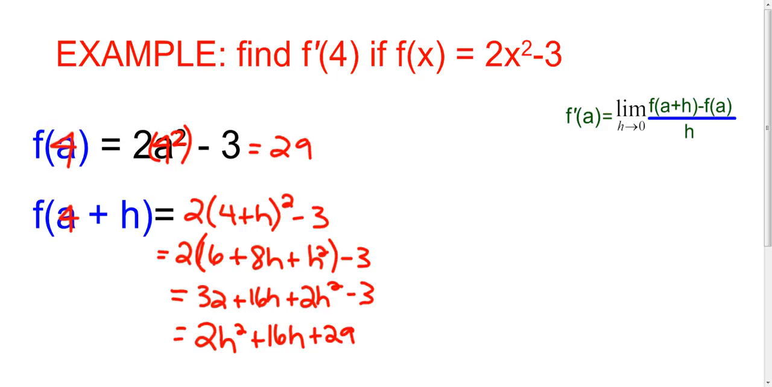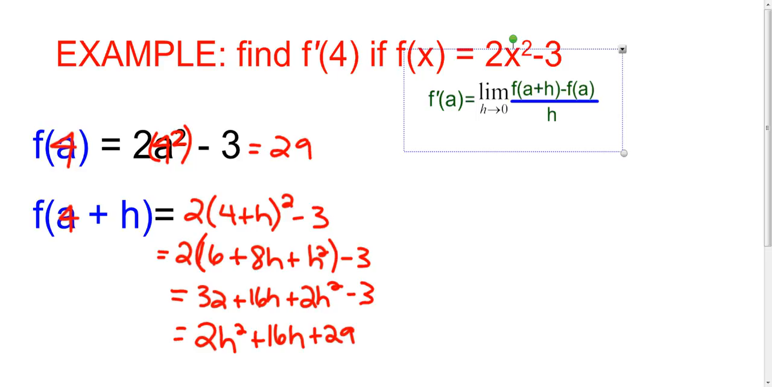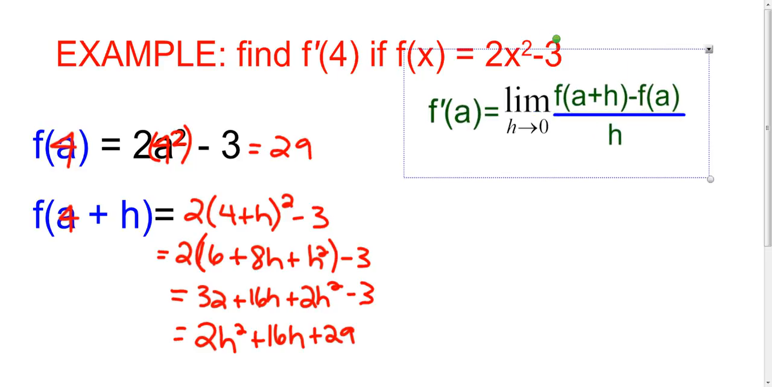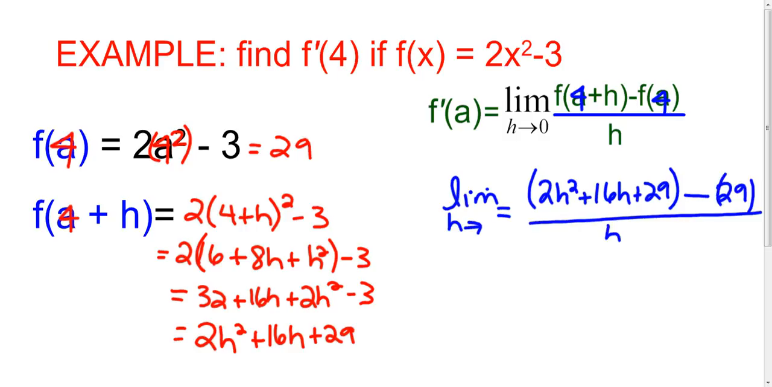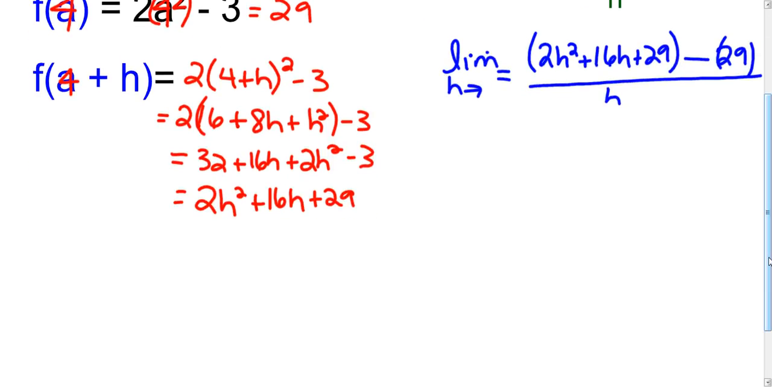Okay, now I am going to use my fancy definitions of limits here. Okay, remember our a value was 4, so remember I put a 4 right here, and I put a 4 right here. Okay, so this is where I'm at right now. The limit as h approaches 0 of f of 4 plus h, which was 2h squared plus 16h plus 29, minus f of 4, which was 29, over h. Okay, so now you're going to simplify this a little bit.